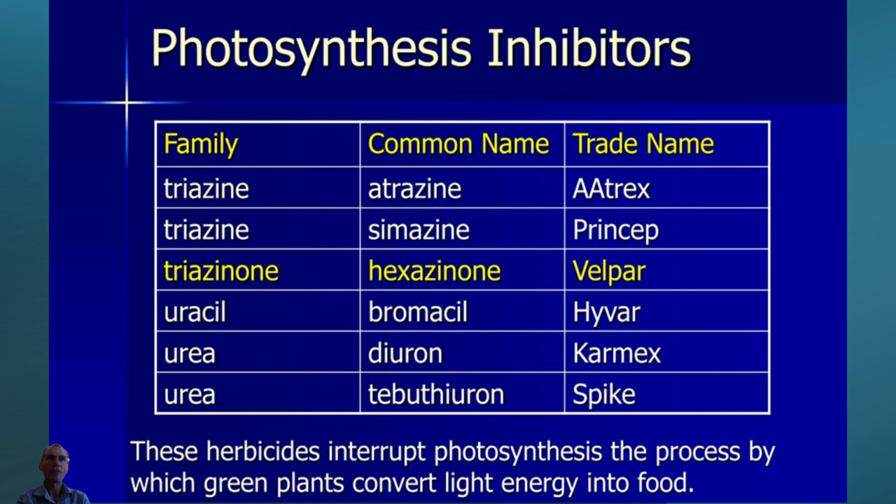Our next family is going to be uracil, with a common name of bromacil, trade name of Hyvar. Our next family is going to be urea, common name diuron, trade name of Karmex. And our final family is going to be urea, with a common name tebuthiuron, trade name of Spike. These herbicides interrupt photosynthesis, the process by which green plants convert light energy into food.